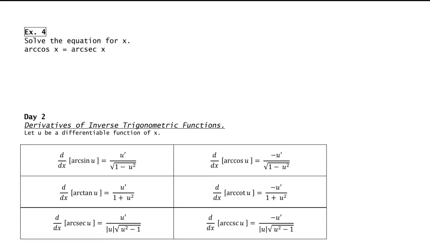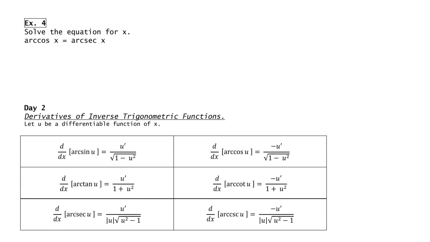Okay, look at this one. How do we solve this equation for x? Well, if I want to get x by itself, what that means is I want this gone. Because arc cosine is the inverse cosine, we're going to undo it. So we are going to apply the cosine to both sides. So we're going to say cosine of arc cosine equals cosine of arc secant. Now the good news is on the left it's gone and all I have is an x.